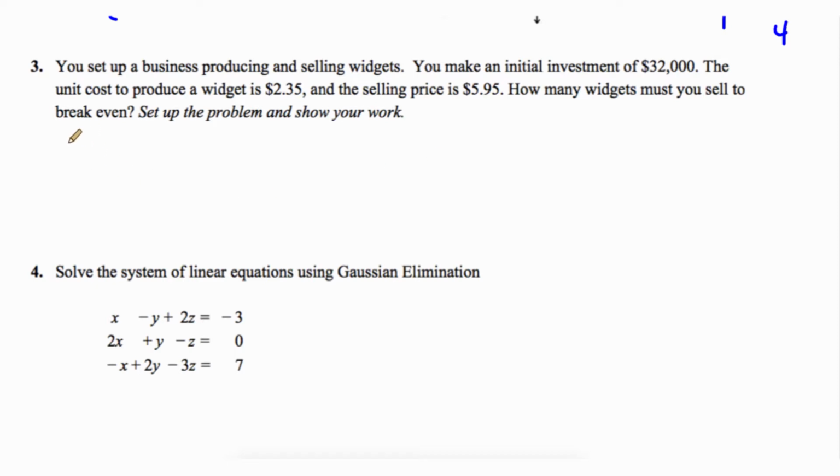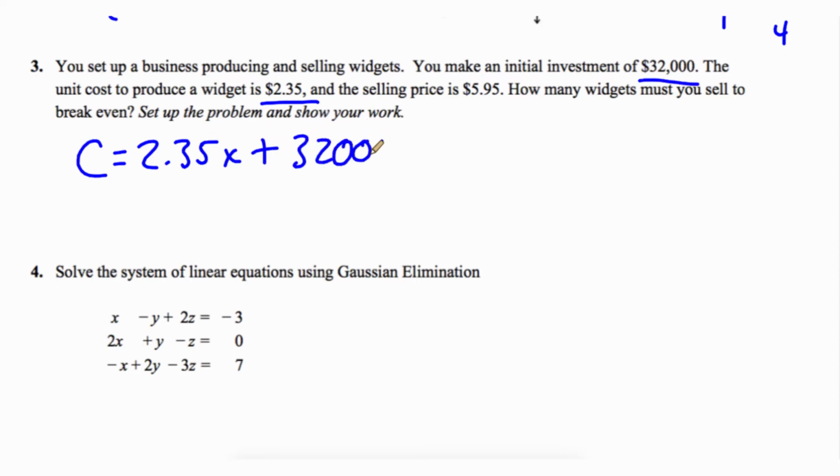So what we're going to be looking at is some costs and some revenues. So first, let's look at the money that we're spending. Let's look at our costs. We were told that it costs us $2.35 for every widget that we make. So that's going to be 2.35x because we're spending $2.35 each time we make one of these things. But we also had our initial investment of $32,000. That's also money that we spent. So our cost function is this C equation.